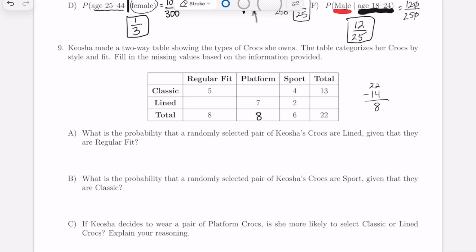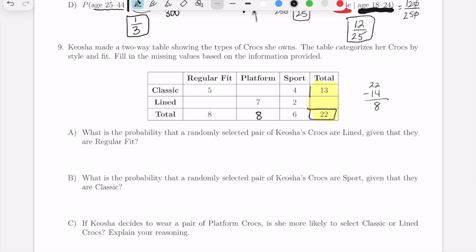Another one that I can do is any column that only has one blank in it. So the next one that I'll look at is right here. I can see that there were 13 classic. I don't know how many were lined, but I do know that there were 22 total. So if I have 13 already and I need a total of 22, I'll just do 22 minus 13 and get 9. So 9 is going to go right there. The next one that I'll look at is regular fit. There's 8 total, and I already have 5 there, so 8 minus 5 makes 3 to belong in that spot.